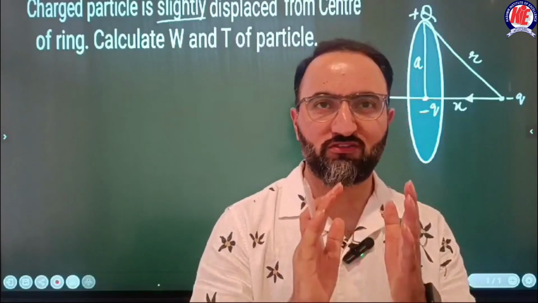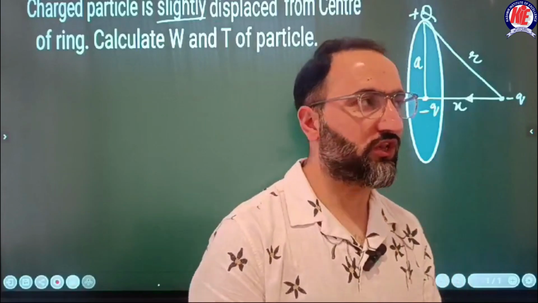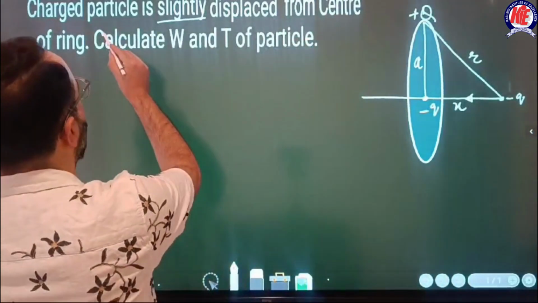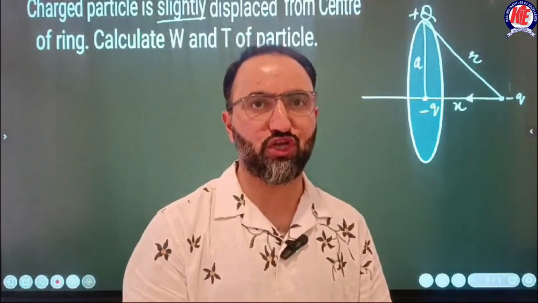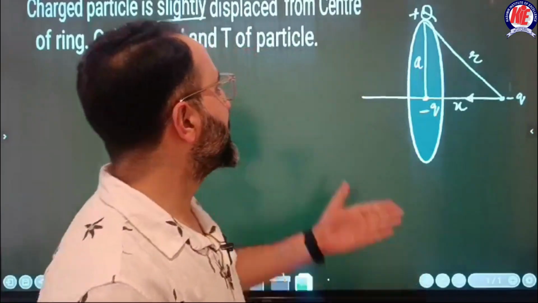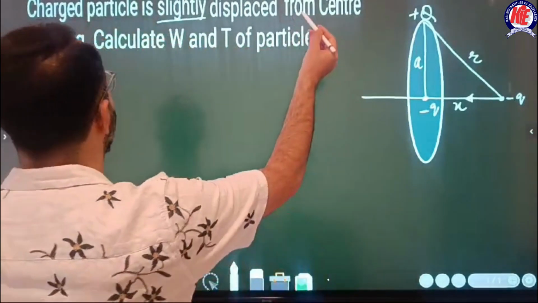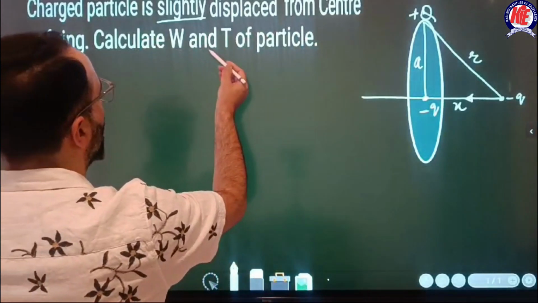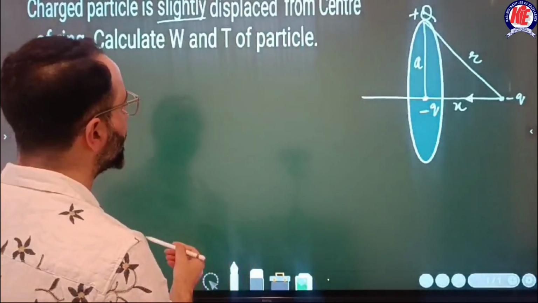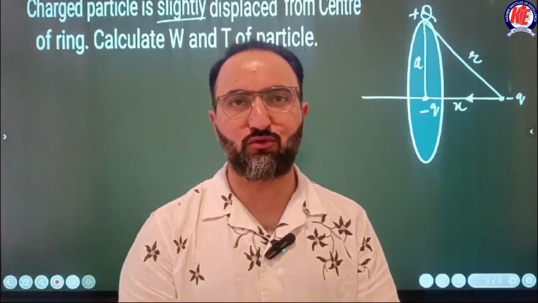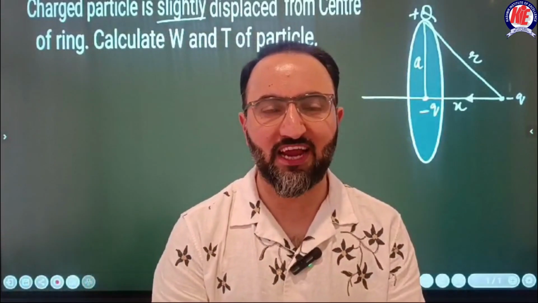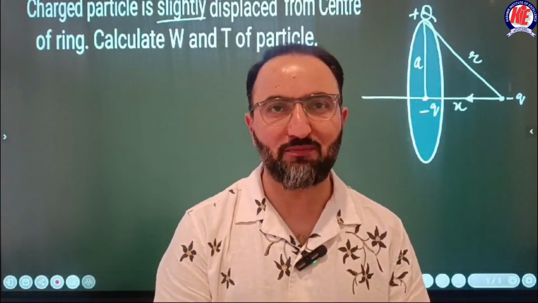Okay. Now, what is the question? Let's have a look at the question. The question is like this: this charged particle is slightly displaced from its equilibrium position. When it's slightly displaced from the equilibrium position, from the center of this ring, calculate omega. That means you will have to calculate the angular frequency and the time period of the particle. So number one, we are supposed to calculate the angular frequency, and number two, we are supposed to calculate the time period of the particle.